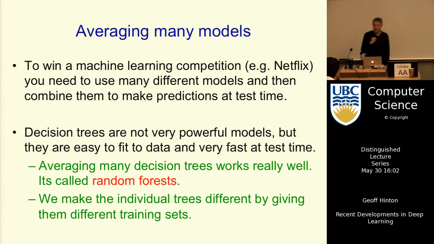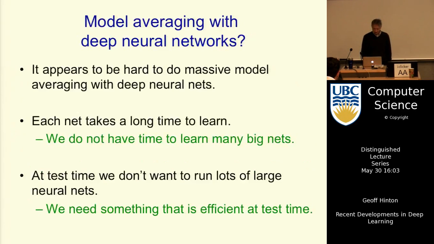What we'd like to do is the equivalent of random forests with neural nets. We'd like to fit a whole bunch of neural nets and average them together at test time. And the problem is it's too much computation. If you take one of our nets, it takes a long time to train. It takes like a week on a GPU to train one of these nets, if it's a big one, the object recognition one. And at test time, you don't want to be running lots of these big nets. It's going to be very expensive. So it looks like you can't do this kind of model averaging with neural nets. But it turns out that's wrong. There's a very simple way to do a form of model averaging.